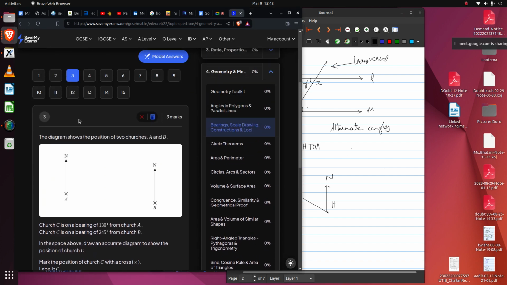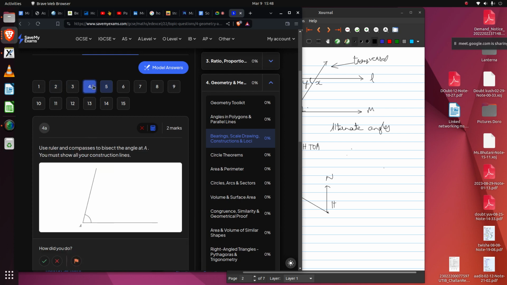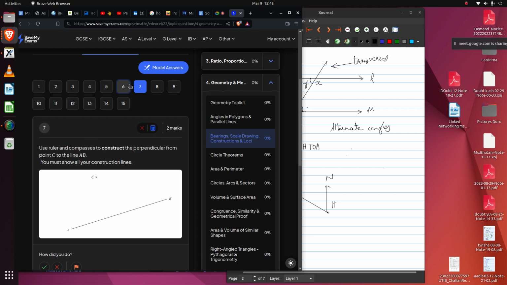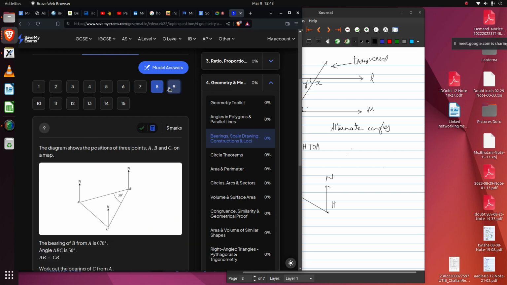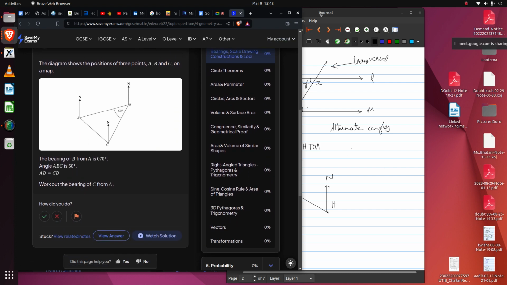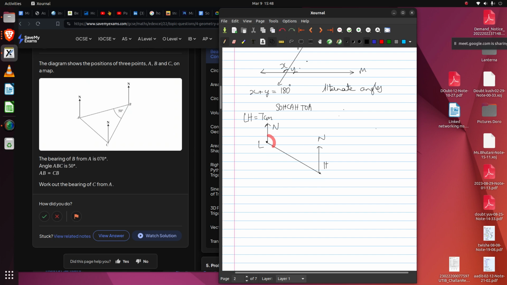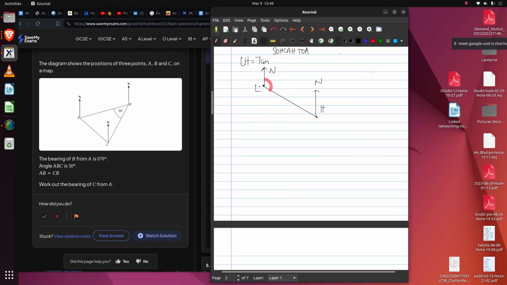I want to find out a question where I am supposed to find the bearing which is required. Okay. So it looks like this will be good. It might be a little difficult, but don't worry, you will be able to get it.